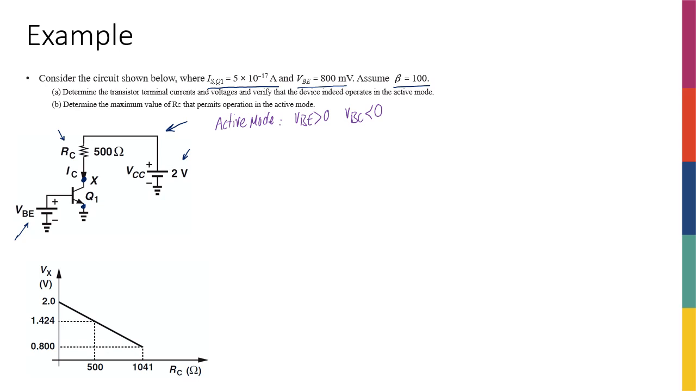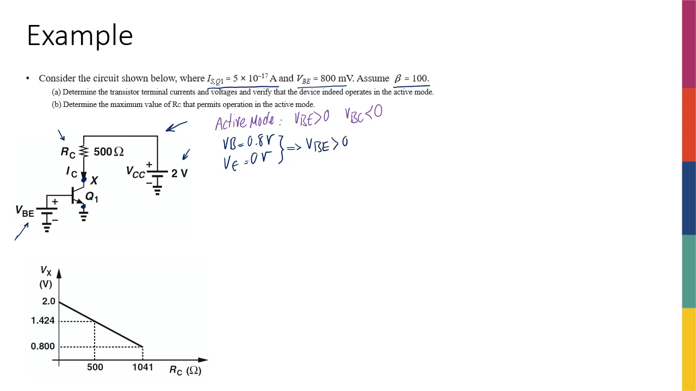So let's check that. For VBE, it's actually quite simple because we know that the base is connected to 800 millivolts and the emitter is connected to ground. So we know that VB is 0.8 volts, and VE is 0 volts. Based on these two, I can say that VBE is greater than 0.